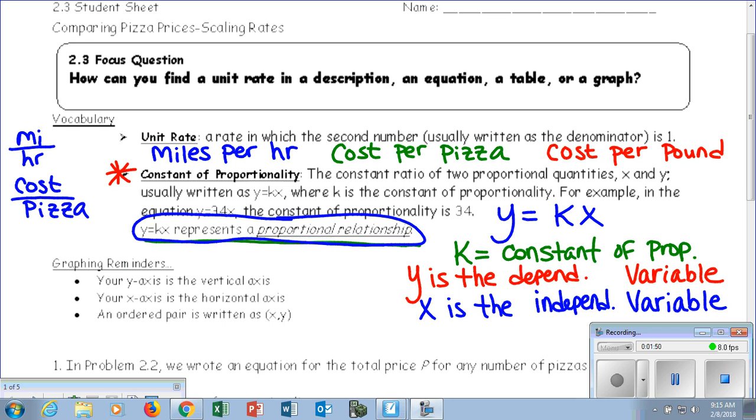Here's our formula that we would use. K equals the constant of proportionality. Our y is the dependent variable. That is the dependent. And x is the independent variable. Make sure you're writing down what your k, x, and y represent in the proportion.